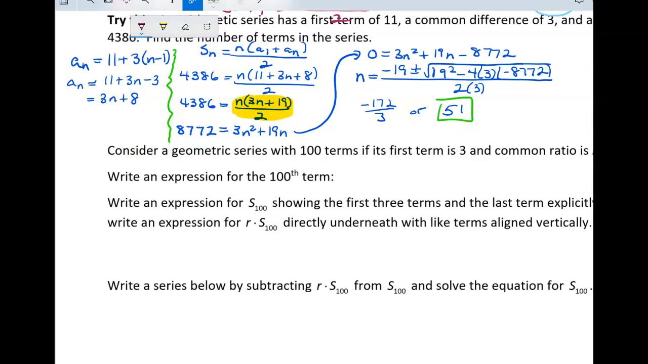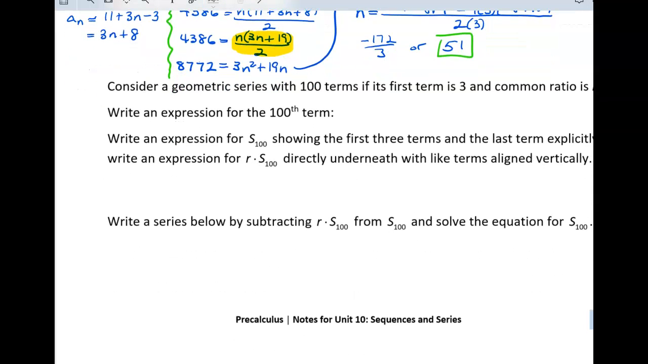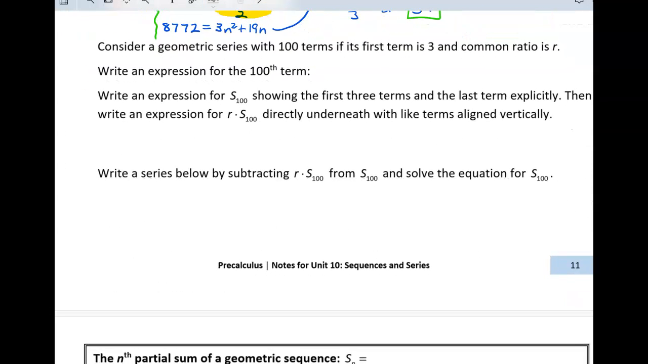So for geometric series, we're going to consider a particular geometric series with a first term of 3 and a common ratio r. If we calculate the 100th term of this, that's the first term times a bunch of r's. And so we'll multiply by 1 less than the term number, that number of r's, which is r times r times r times r, etc., or r to the 99th.